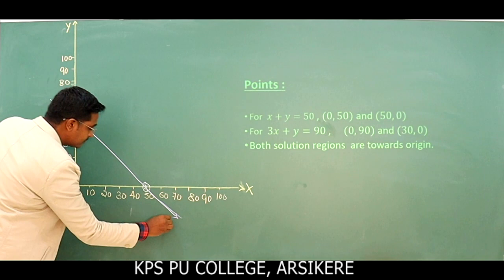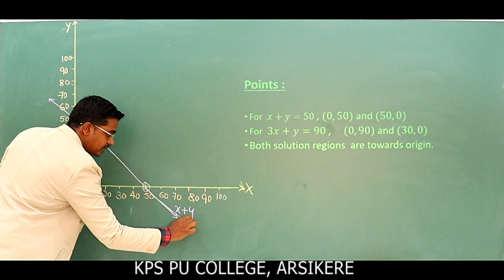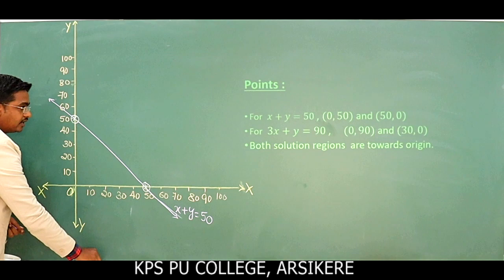Okay, this is the line corresponding equation. What is the equation here? x plus y is equal to 50. Okay, then what about the second line?